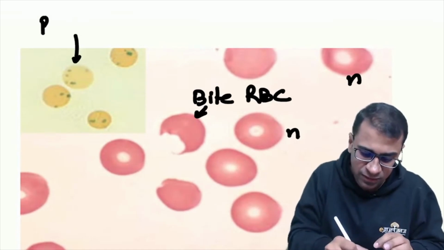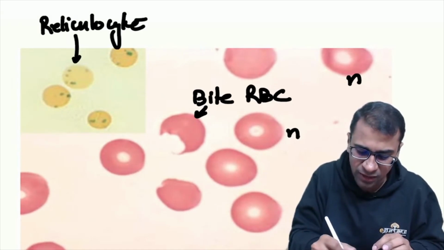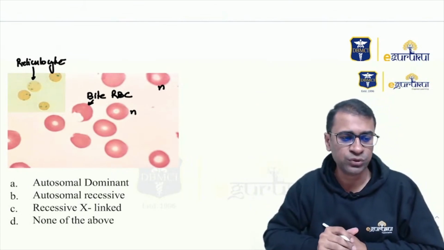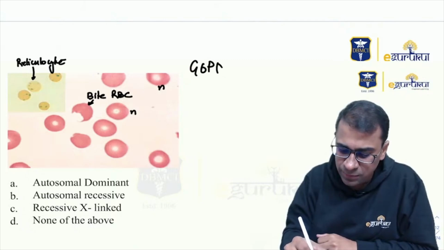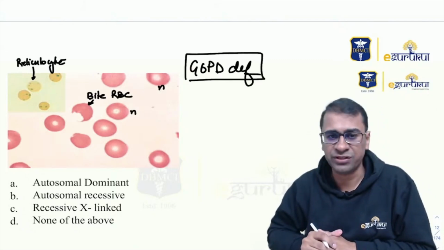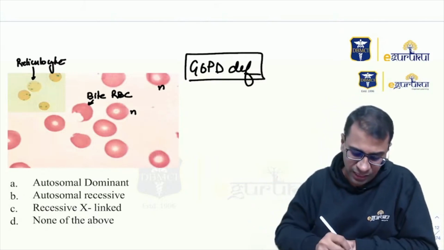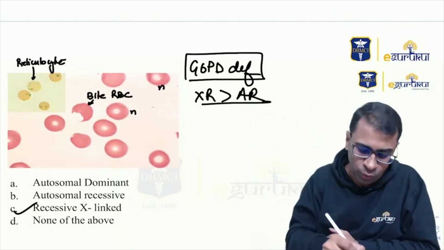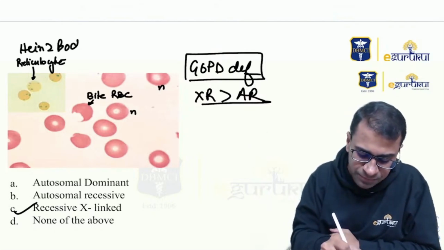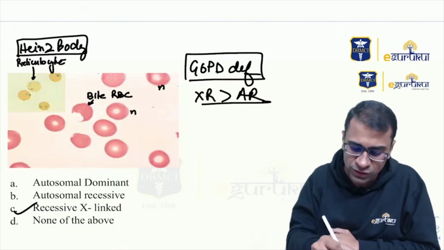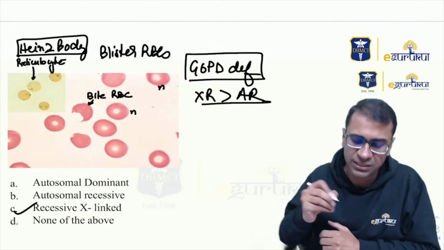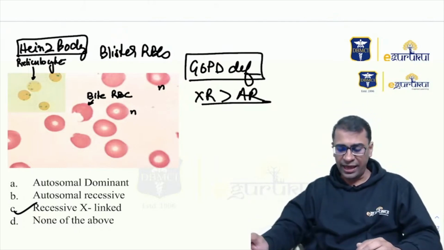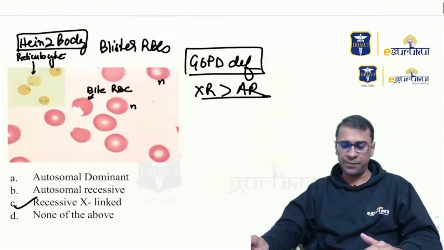Now, what are these? These are reticulocytes. And what is the stain being used? As I mentioned in the first question, the stain used is supravital stain. And what is this? G6PD deficiency. And what is the inheritance pattern? Yes, it is X-linked recessive, more than autosomal recessive. Another question that can be asked, it can show you bite cells. What are these? They're Heinz bodies, okay? You can also see blister RBCs. Blister RBCs can also be seen in G6PD deficiency. And therefore, the best answer to this question is X-linked recessive.